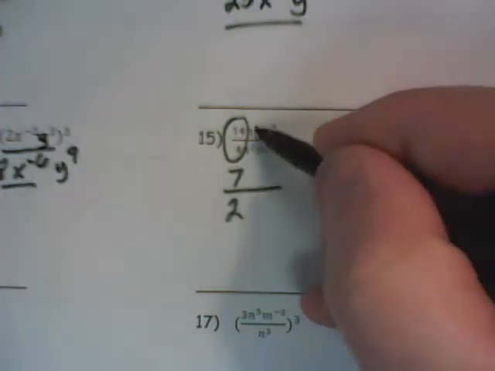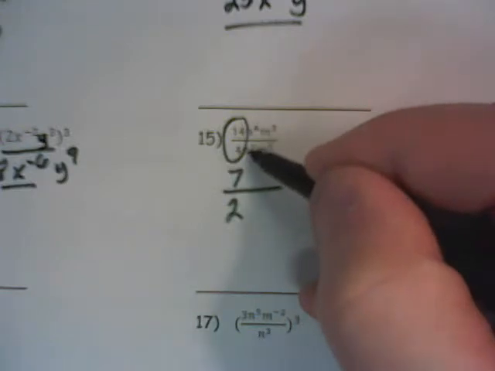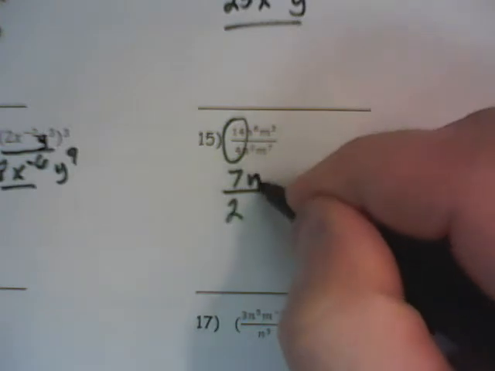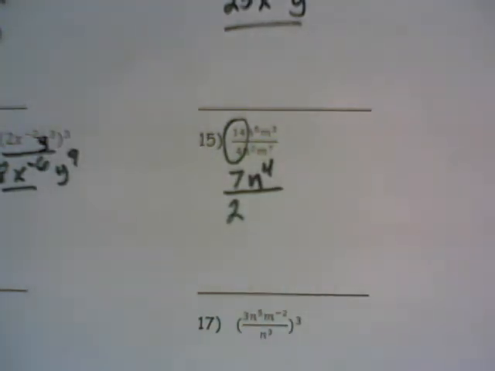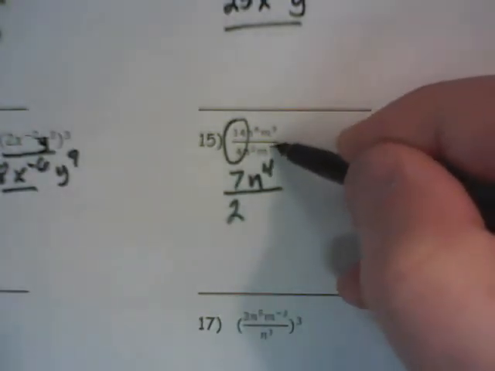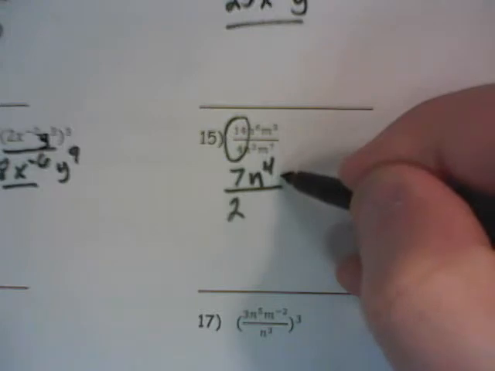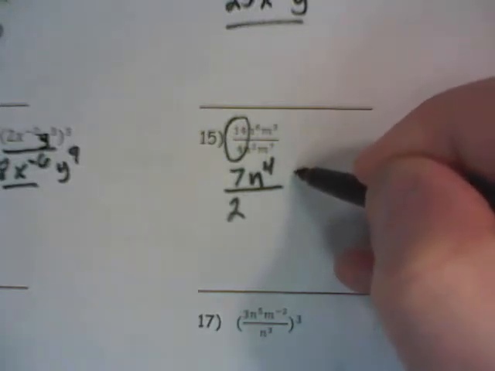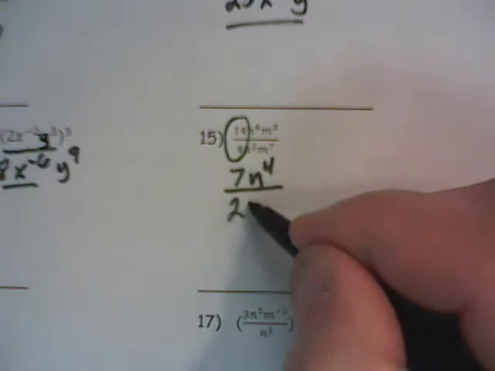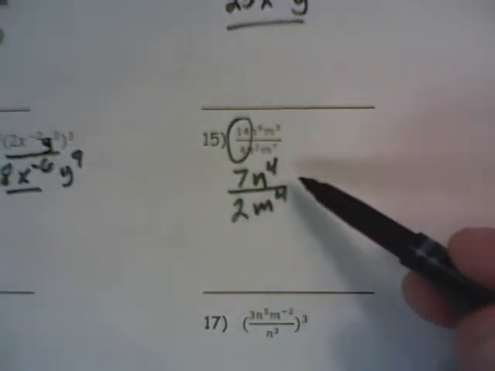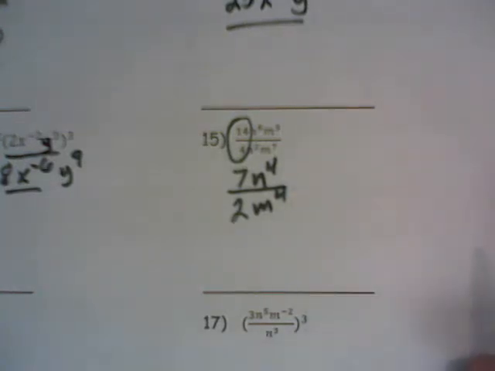But then when I take n to the 6th over n to the 2nd, here we're dividing like bases, so I'm going to subtract the exponents. 6 minus 2 is 4, so I'm going to have n to the 4th. And that's on top because it is a positive exponent. That's different here with the m's, because when I take m to the 3rd over m to the 7th, I'm going to subtract those exponents just like I did here, but I get a negative 4. And instead of having m to the negative 4th on top, I'm going to move it to the bottom and write it as m to the positive 4th. So my final answer is just 7n to the 4th over 2m to the 4th.